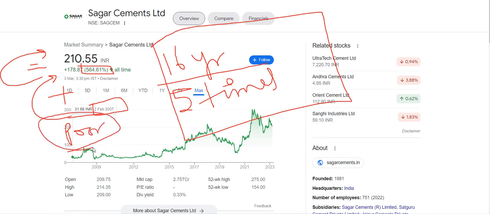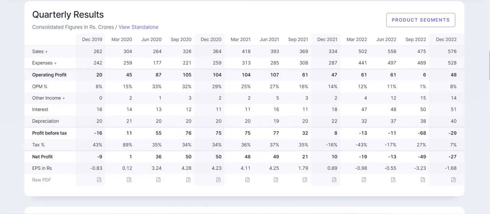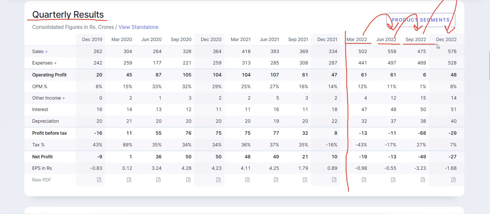Now we'll go with the company's quarterly report as well as annual report to understand how the company is performing quarterly as well as annually. Coming to the quarterly results, we are doing the comparison of the last 4 quarters of the company. That is March 2022, compared with June 2022, then September 2022, then December 2022.